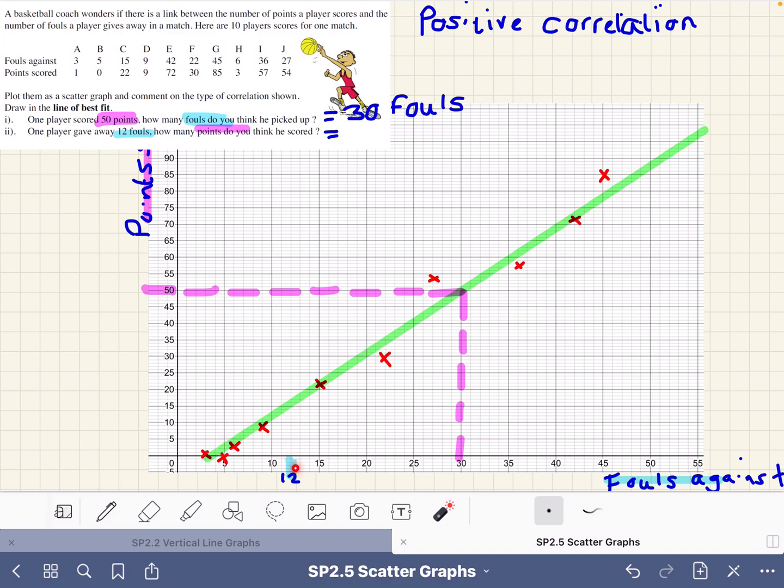We go up from 12 to the line of best fit. We now go across from the line of best fit to the number of points scored. We can see it suggests that there would be 16 points. As an estimate, a player who gave away 12 fouls would score 16 points.